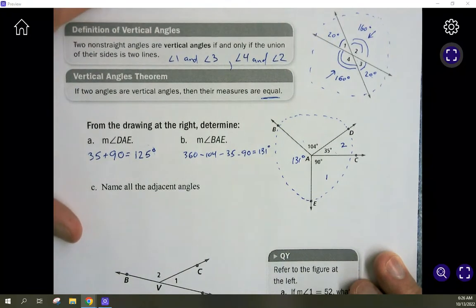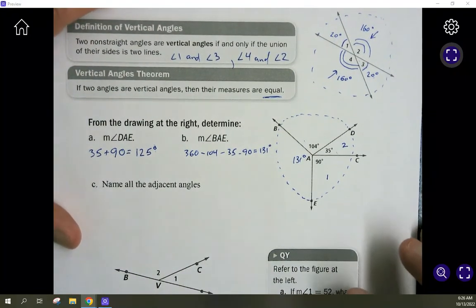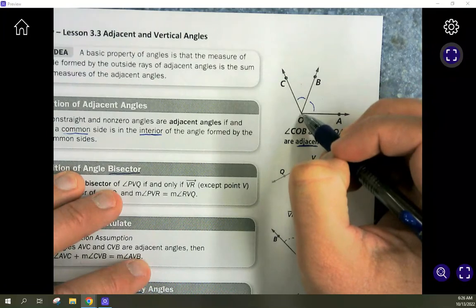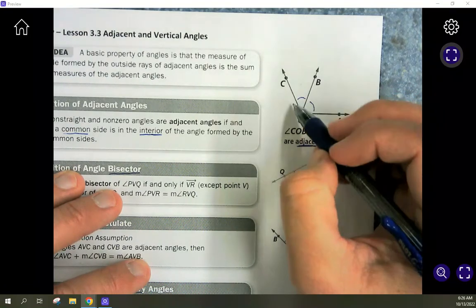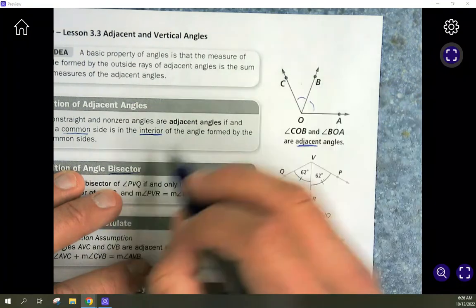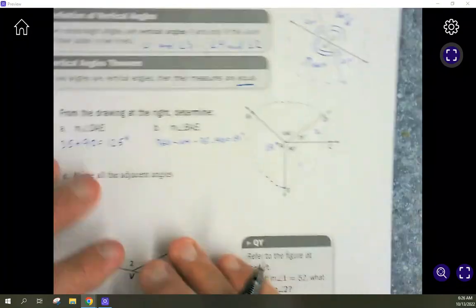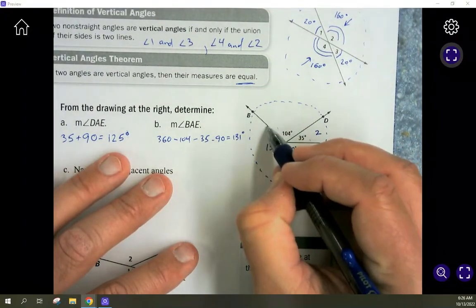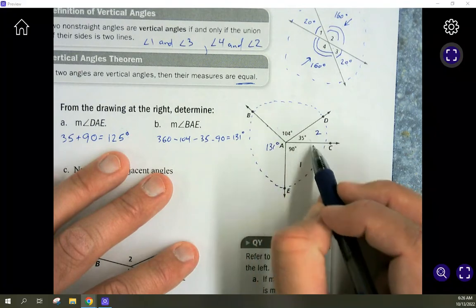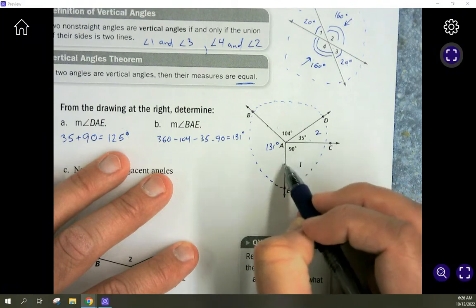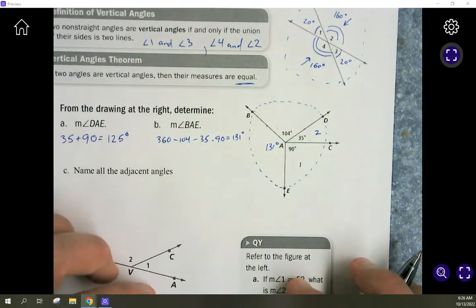Okay, and then part C, we're going to name all the adjacent angles. So going back to adjacent, they have a common side, and the non-common sides are less than 180 because the common side is on the interior of the angle. So as we look at all of these, we've got this one and this one that share a side. We've got this one and this one that share a side. This one and this one share a side. This one and this one share a side.